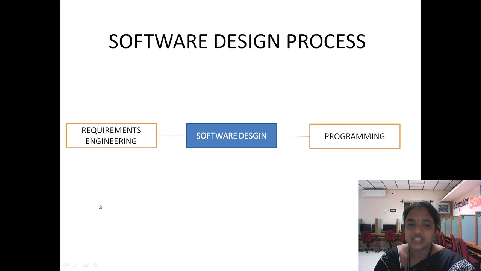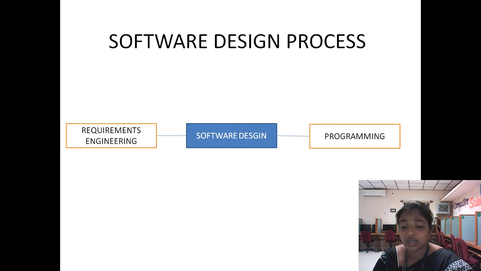That means, first we will collect all the requirements from the client and analyze them, and after analyzing the requirements we will prepare an SRS document with valid requirements. After preparing the SRS document, we will go for the designing phase, where we are going to design the entire software product, the final product to be developed, and after that we will go for the programming phase, that is the coding phase. So software design exists between requirements engineering and programming phase in the software development life cycle.